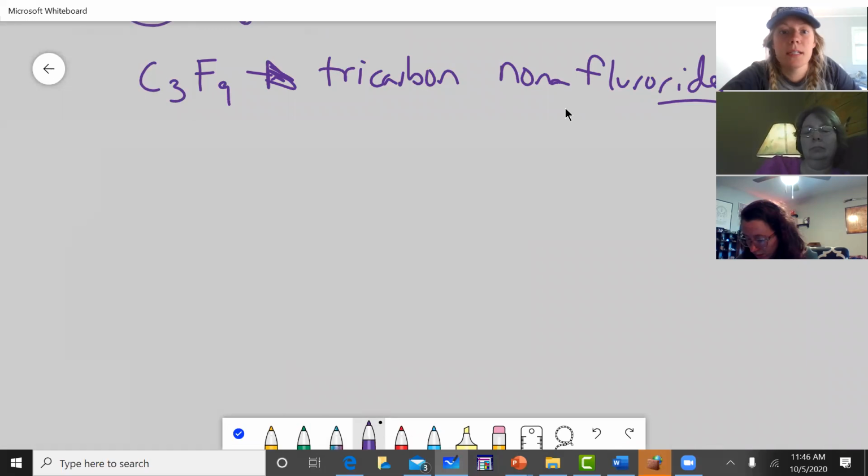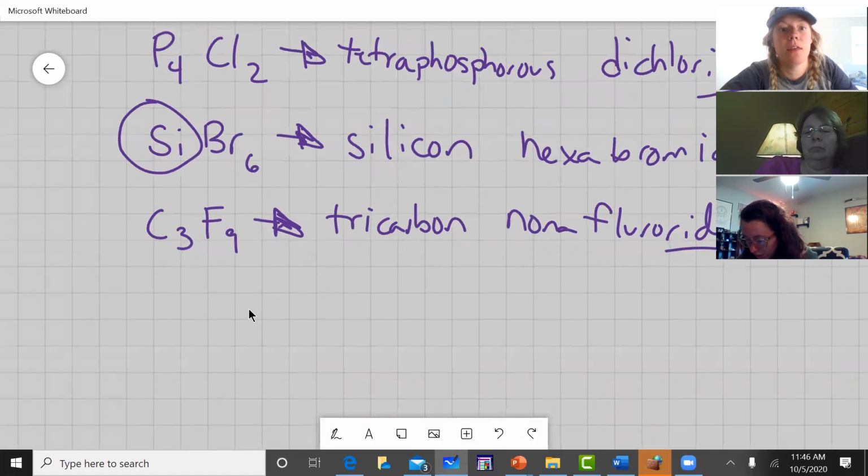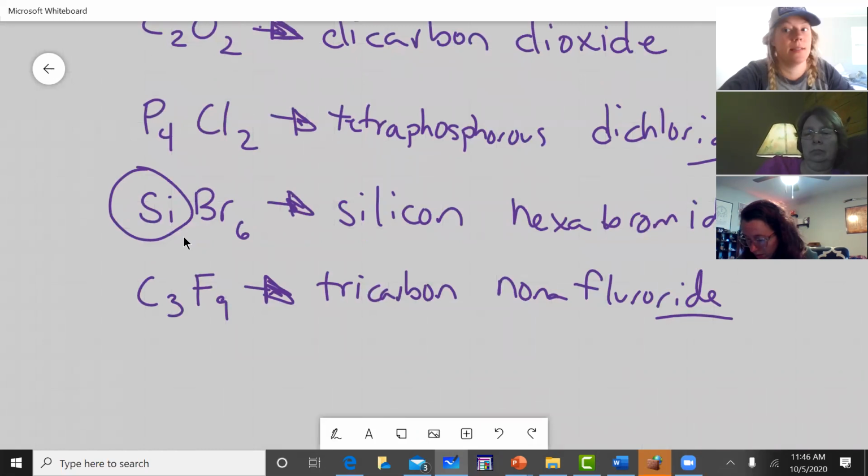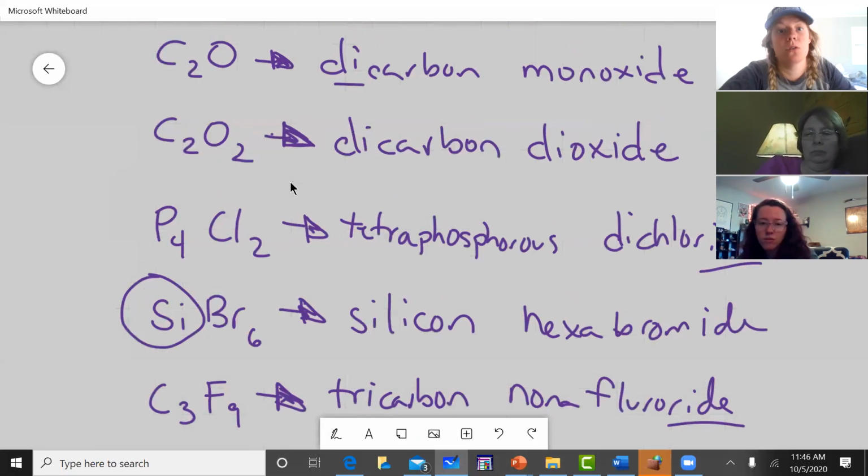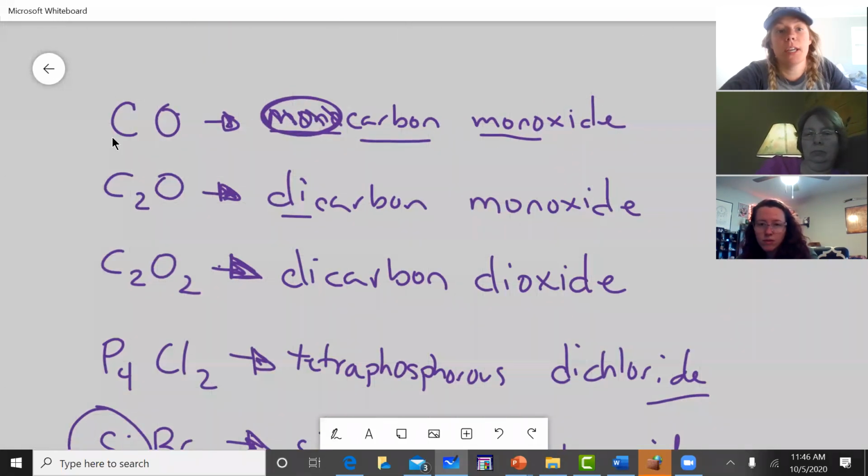So for the silicon, there is no mono. There is no mono if you have 1 on the first. That's the only time you can drop. So if we go back up to here, we don't call this monocarbon monoxide. We just call it carbon monoxide. So the mono gets dropped on the first, but we don't drop any other prefix. We wouldn't drop a di on the first. So we would call this dicarbon monoxide. Okay, that makes sense? Okay, great.